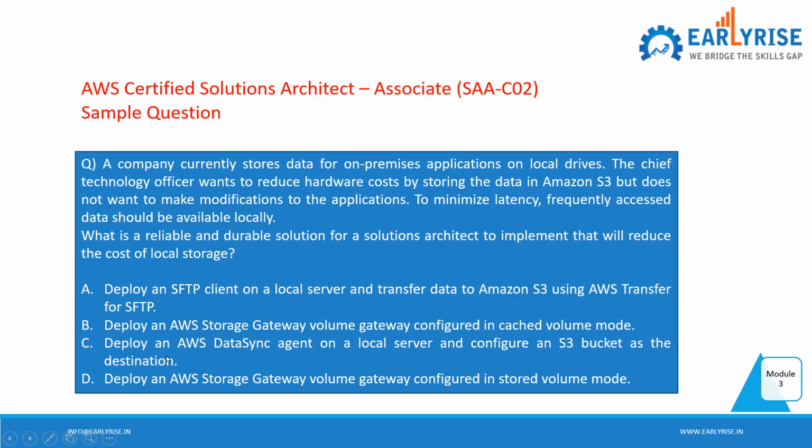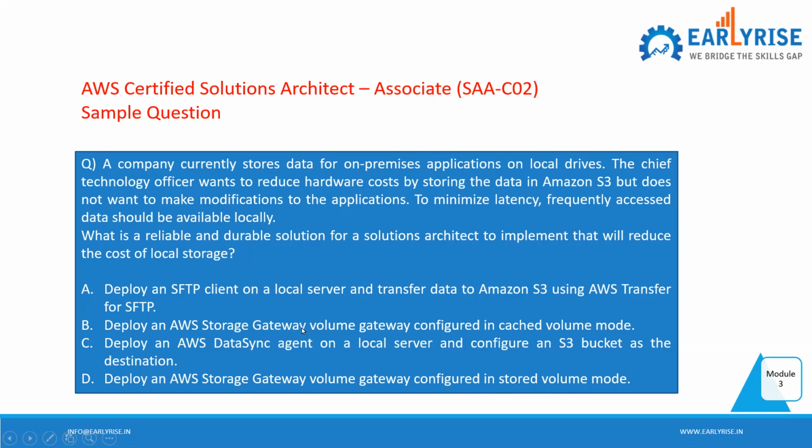C option you see, deploy an AWS DataSync agent on a local server and configure an S3 bucket as the destination. So some kind of DataSync agent you are creating here, and then you are keeping everything here and then syncing to the S3 bucket. In that case also, you will have the same storage and hardware required locally. D is deploy an AWS Storage Gateway volume gateway configured in stored volume mode. Now with stored volume mode, you require the entire data to be stored locally. Then again, hardware cost will not reduce. So B is the correct option.